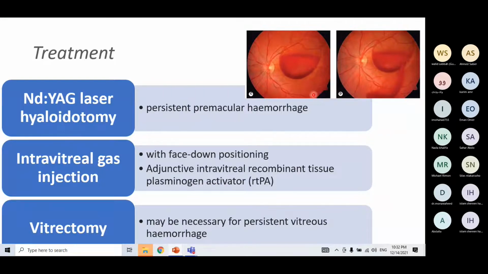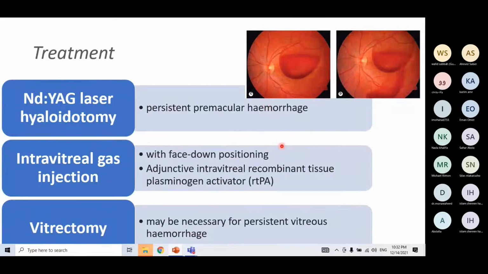You may want to do intravitreal gas with tissue plasminogen activator, like what we do with bleeding choroidal neovascular membranes, aiming at displacing the blood away from the macula. Sometimes vitrectomy may be necessary if there is vitreous hemorrhage.